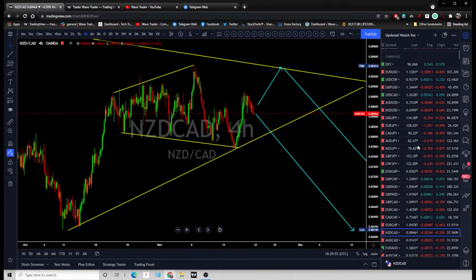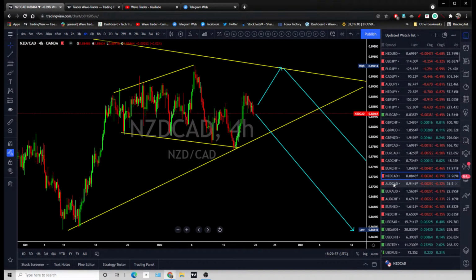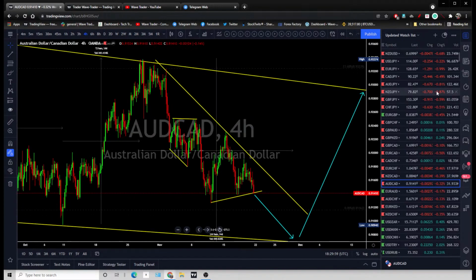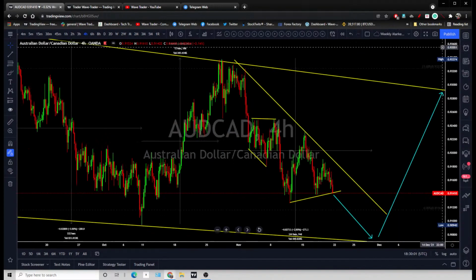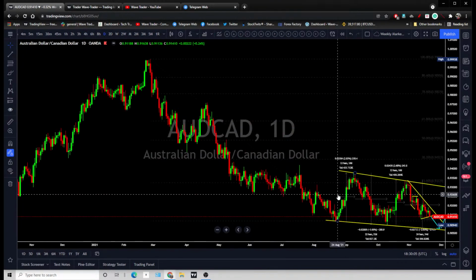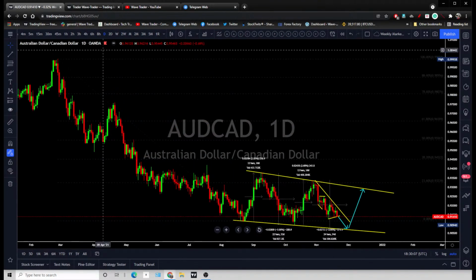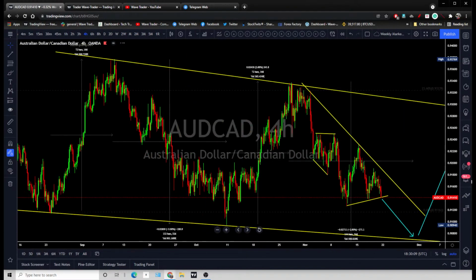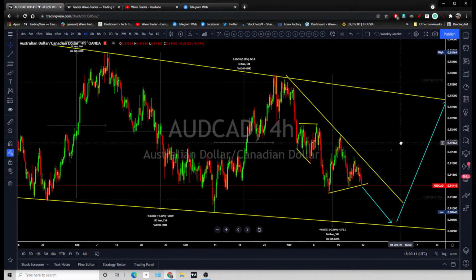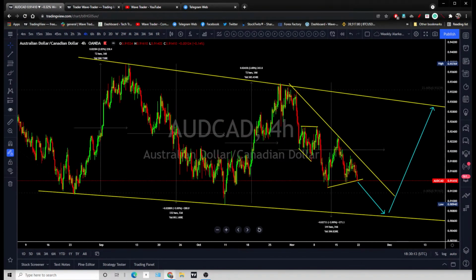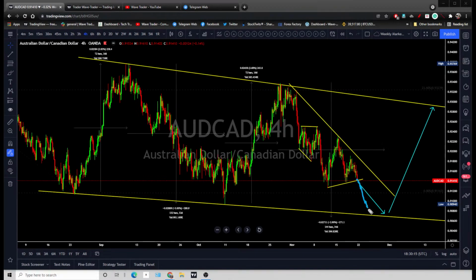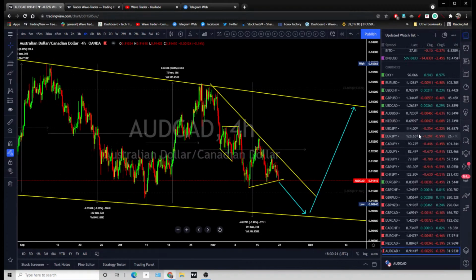All right, so Aussie CAD on the daily time frame drops back to that previous bottom. All right, tag that previous bottom and then rebound. All right, break, test, and a pullback this move. All right, so hopefully you understand that.